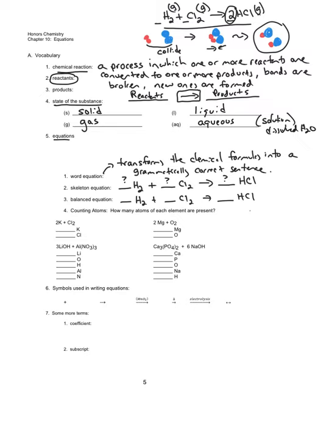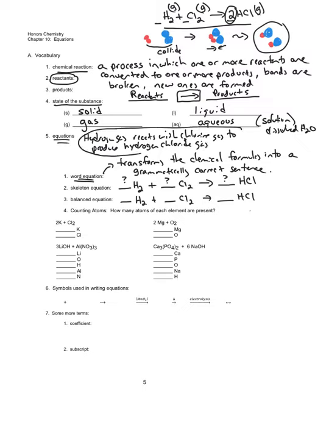Okay? Some other different types of equations that you might see. The first is a word equation. A word equation transforms the chemical equation, as we see up above, into a grammatically correct sentence. So we don't say H2 collides with Cl2 to produce 2HCl. No, instead we might write the sentence as hydrogen gas reacts with chlorine gas to produce hydrogen chloride gas.